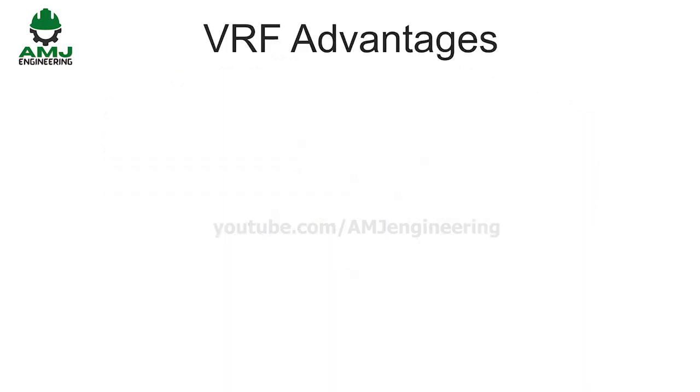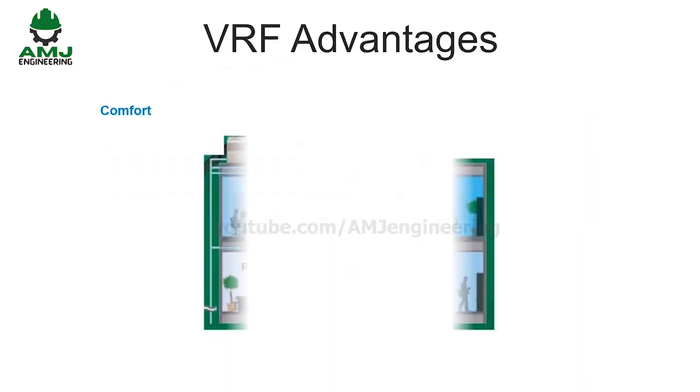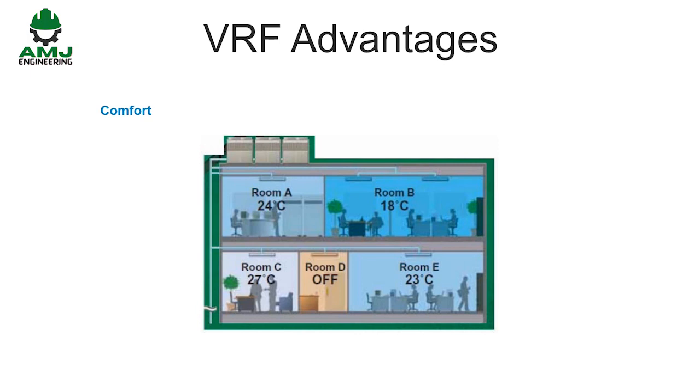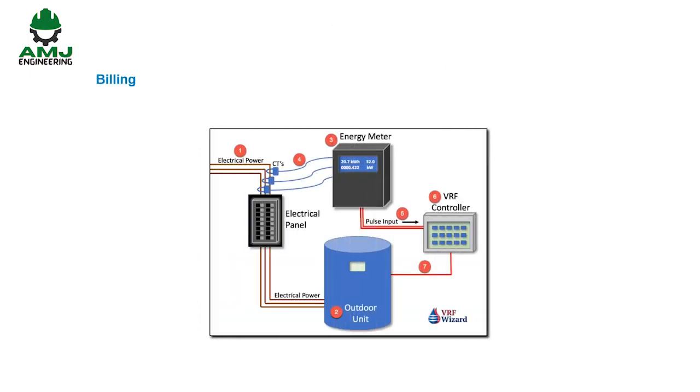Let us list some of the main VRF advantages. In terms of comfort, the main advantage of a variable refrigerant flow system is its ability to respond individually to fluctuations in space load conditions. The user can set the ambient temperature of each room as per his requirements, and the system will automatically adjust the refrigerant flow to suit the requirement. From a business point of view, VRF systems can generate separate billing that makes individualized billing easier.